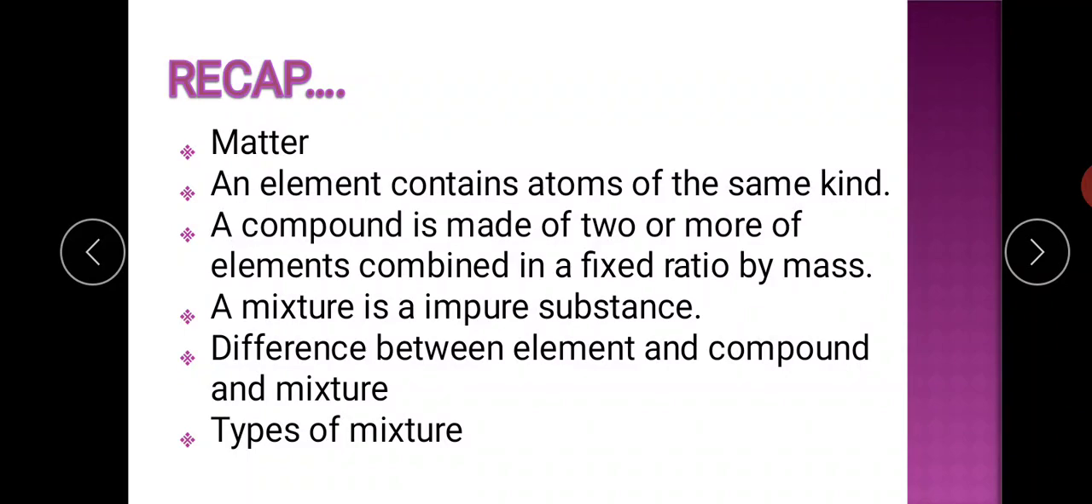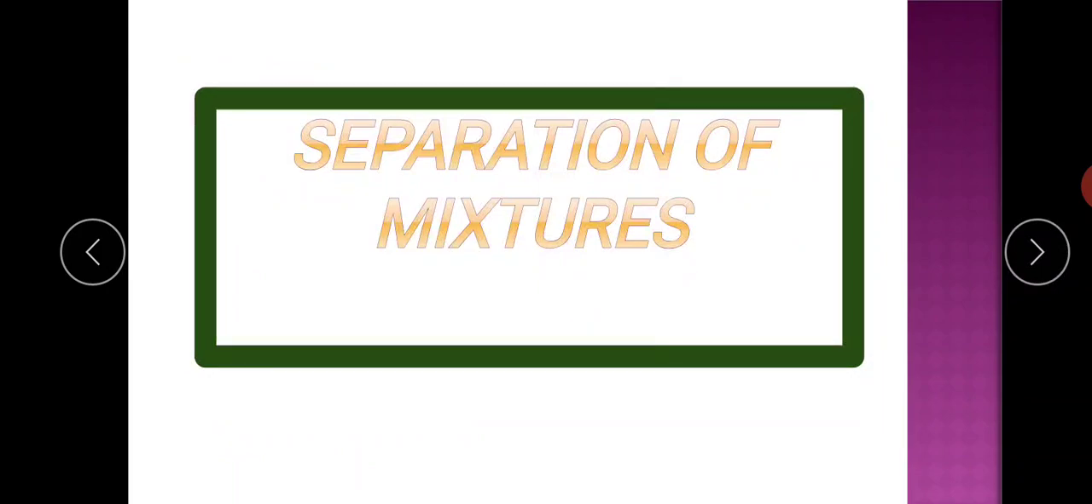For example, salt dissolved in water is an example of a homogeneous mixture, a mixture of salt and water. If I want to separate salt from water, what technique will I use? I will use evaporation. And sand in water is a heterogeneous mixture. I want to separate each of them. How will I do it? I will use filtration or decantation. I will use simple techniques to separate them. So we will move on to the topic.